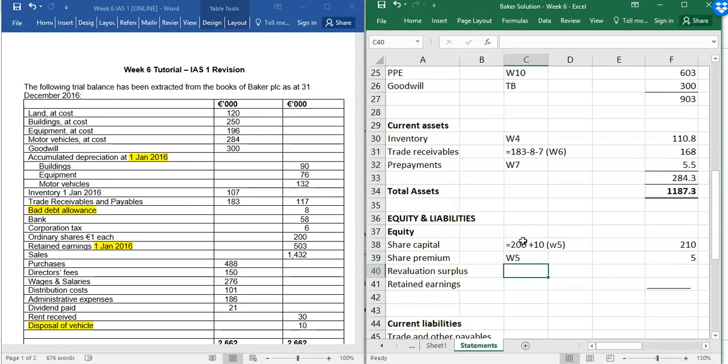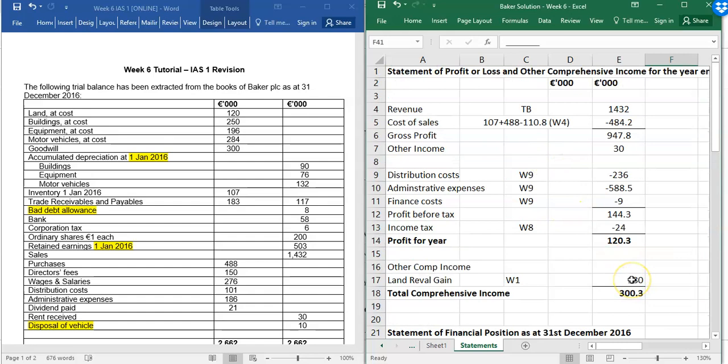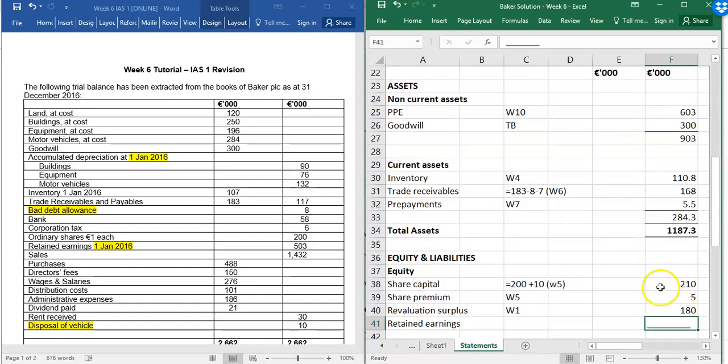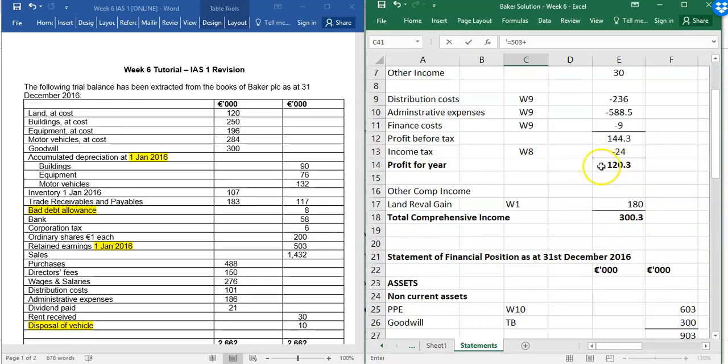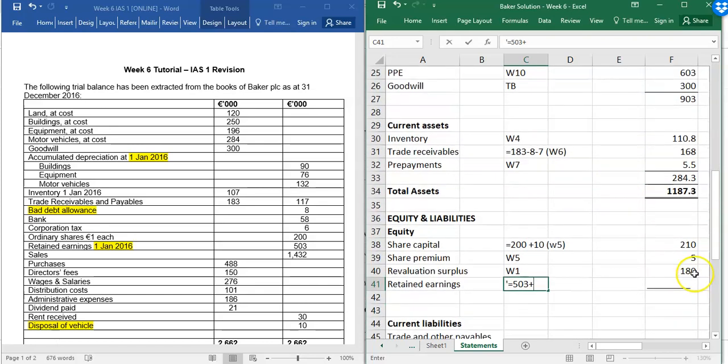Revaluation surplus, we didn't have any opening, but we have 180 from our working 1. So when you do your OCI here, that feeds into your revaluation reserve or revaluation surplus in the statement of financial position. And lastly, then your retained earnings, be careful. You're going to have your opening, which is 503. This is always the adjustment, plus your profits. Now, make sure you take the right profit figure, it's 120.3. This reval gain, the 300, this is already put into a separate heading, the 180, so do not double count it. And what comes off retained earnings is the 21.